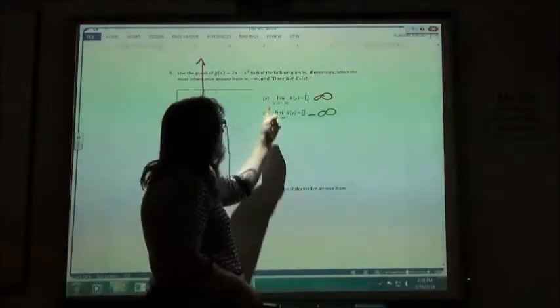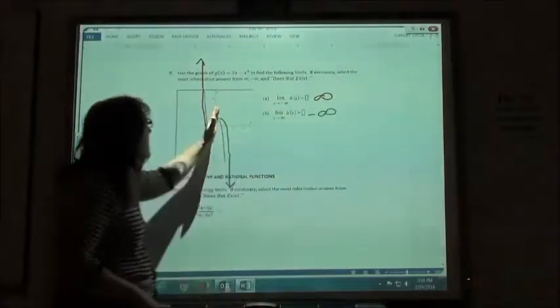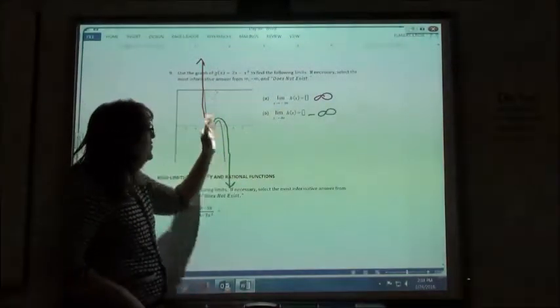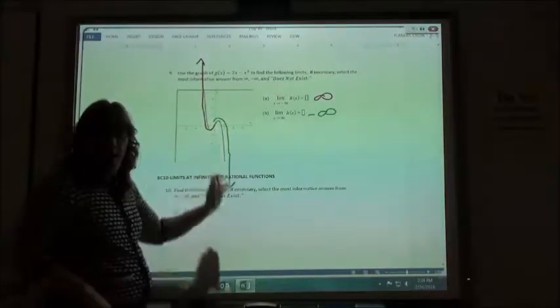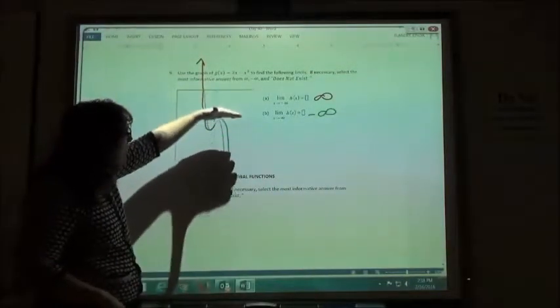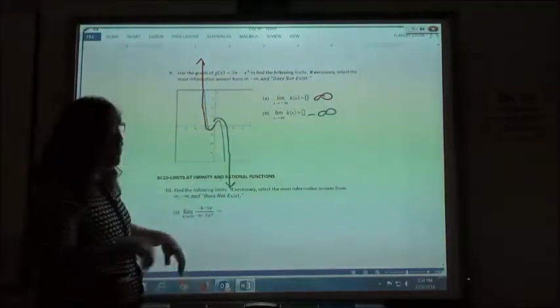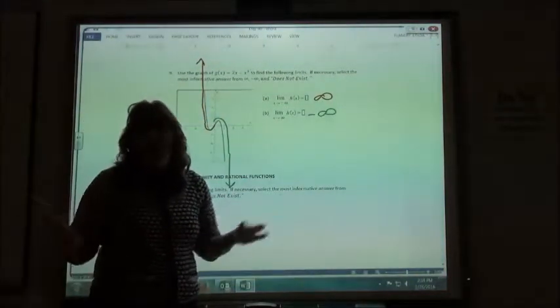So, x approaching negative infinity means I'm going to the left. X approaching positive infinity, I'm going to the right. And does it level off, does it keep going up, does it keep going down, or does my pattern just keep repeating and I don't have a limit?